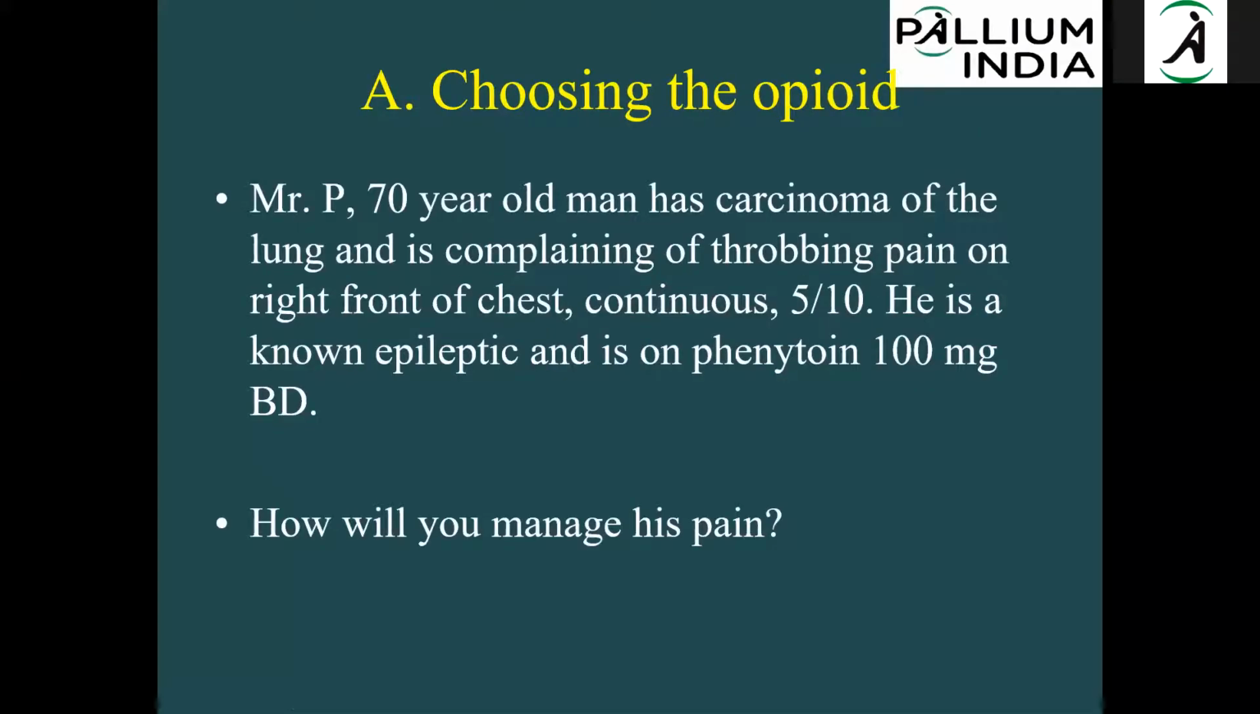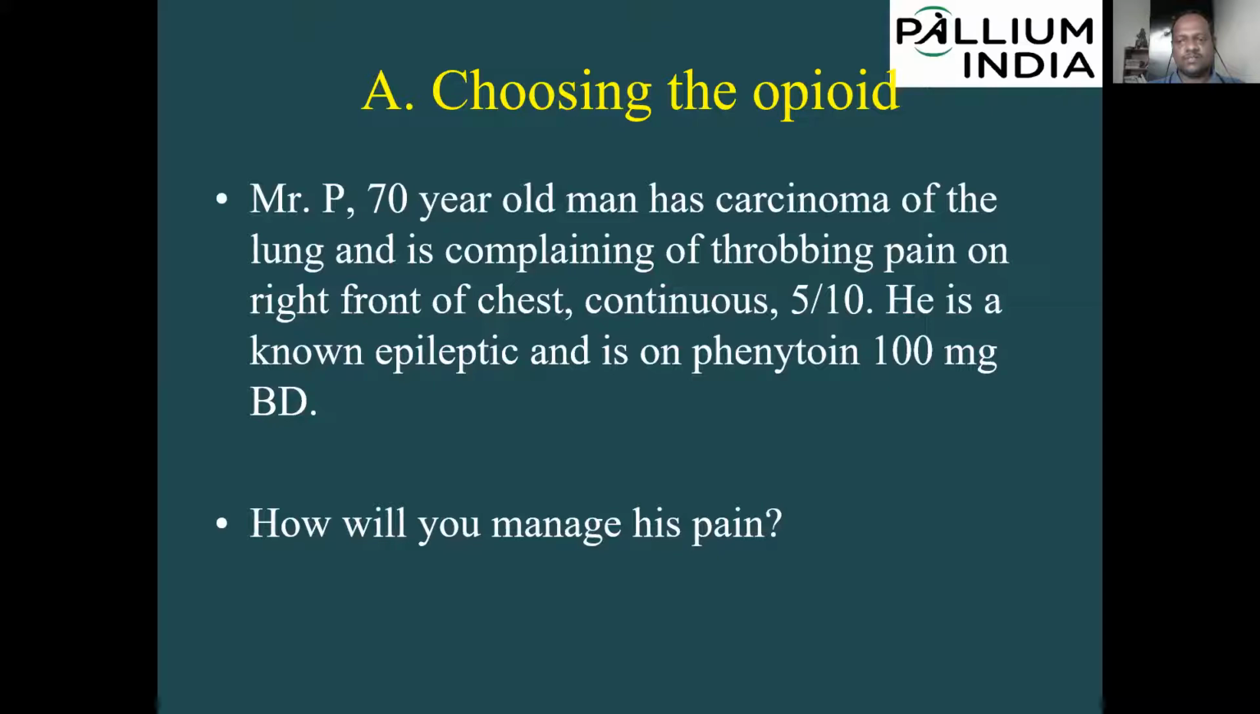Okay, yes, sir. So, I was talking about step 2 opioids, and we have tramadol, dextropropoxyphene, codeine, and tapentadol in step 2. But the most common opioid used in step 2 is tramadol. But tramadol also has a problem that it reduces the seizure threshold. So in a patient who is prone to seizures, if you give tramadol, there is a chance that it can precipitate a seizure.